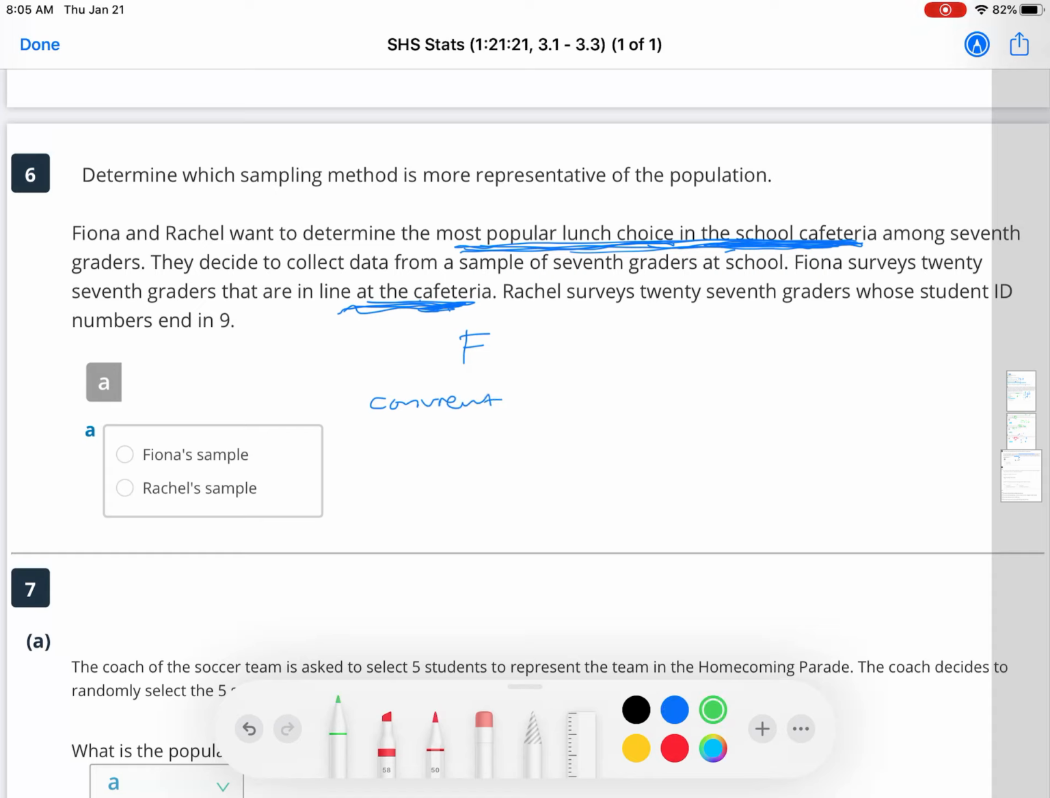Rachel surveys 20 7th graders whose ID number ends in 9. Okay, in green, I think Rachel's is more random, because some people will be in lunch and some will not be. I think that's a good one. And you might be surveying them, probably not at lunch in the cafeteria, smelling food, right? So you smell pizza, you might say, oh, I like pizza. So I think Rachel's is a better one.